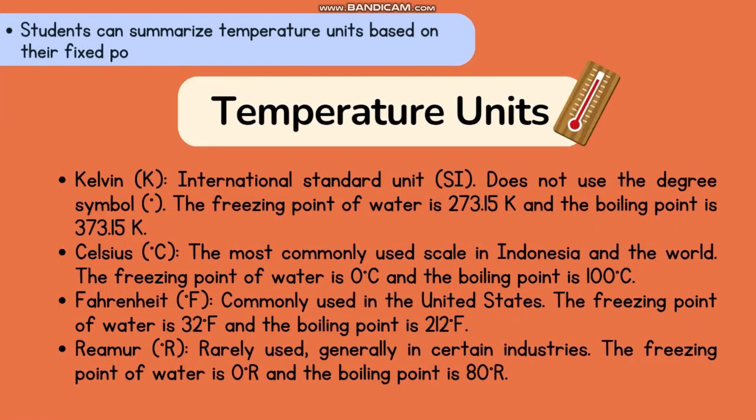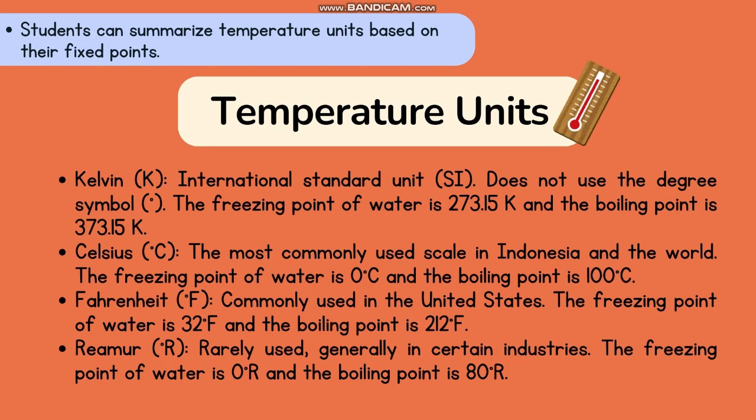Temperature units. Kelvin is the international standard unit and doesn't use the degree symbol. The freezing point of water is 273.15 K and the boiling point is 373.15 K. Next is Celsius, the most commonly used scale in Indonesia and the world. The freezing point of water is 0 and the boiling point is 100 Celsius.